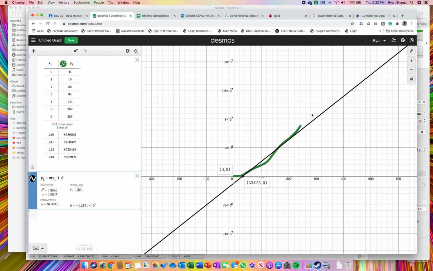So this is a good approximation, however, you would think, because it's 0.96. Now I'm wondering if I can get any better.